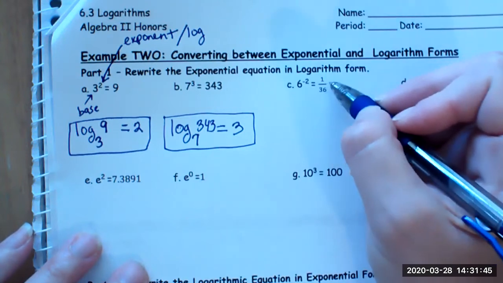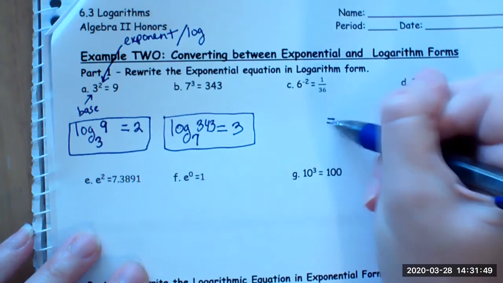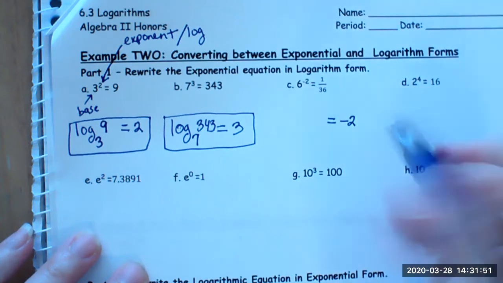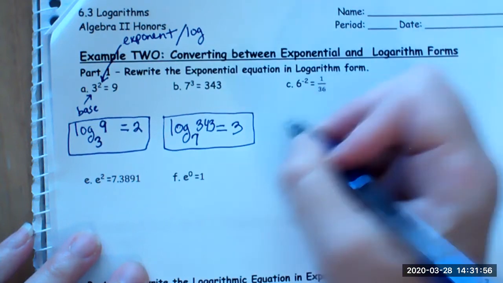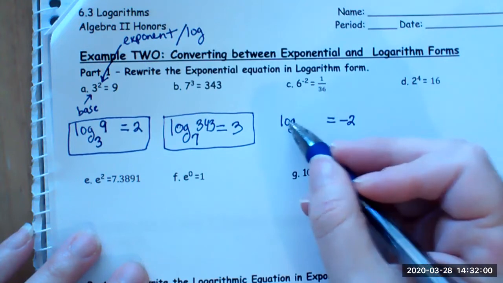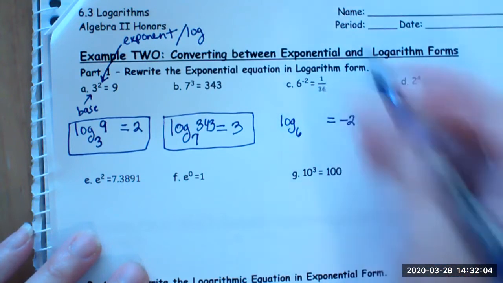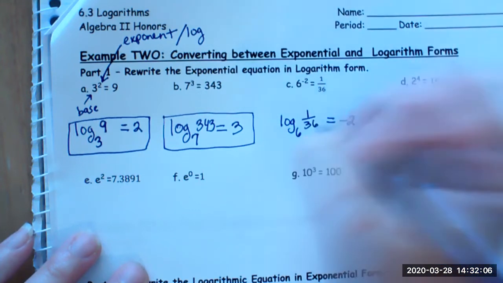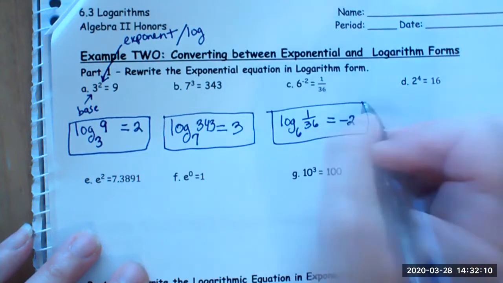In this example, we know that the exponent here is -2. And so we can notice also that the base is 6. So we've got log base 6 is going to equal -2, and the only number that's left is that 1/36, and we fill that in, and we're done with that one, okay?